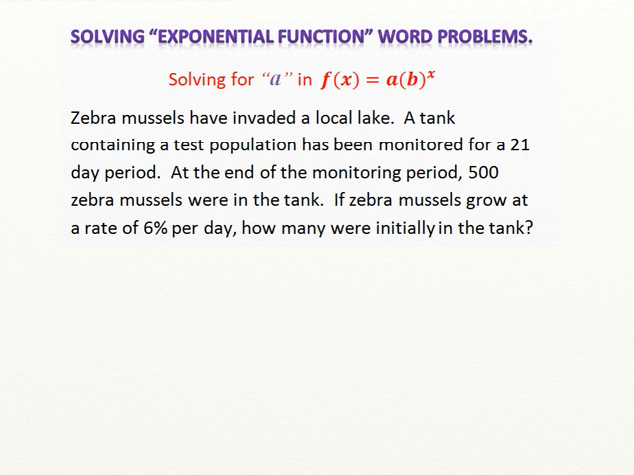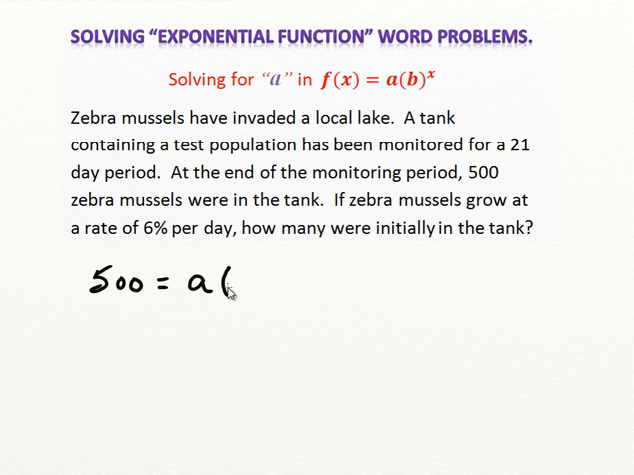And if zebra mussels grow at a rate of 6% per day, so there's the B value, the base, how many were initially in the tank? So the unknown value here is A. And if I just set up the equation using all the other elements, we know that there were 500 when the time period had ended. We know that the unknown value is A, the initial amount.